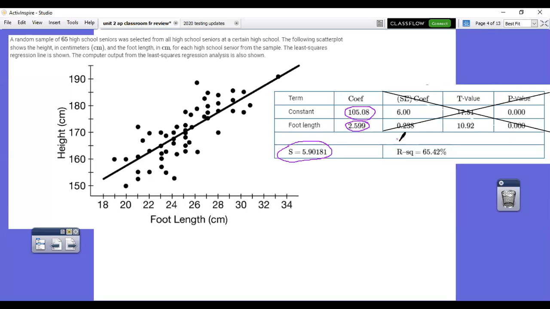If we were going all the way to unit 9 and doing hypothesis tests and confidence intervals for the true slope of a regression line, we would need all this t-value, p-value, SE coefficient stuff. We don't need that here, okay? All we need to be able to do is look at this and identify, for this line of best fit, what is the slope and what is the y-intercept.